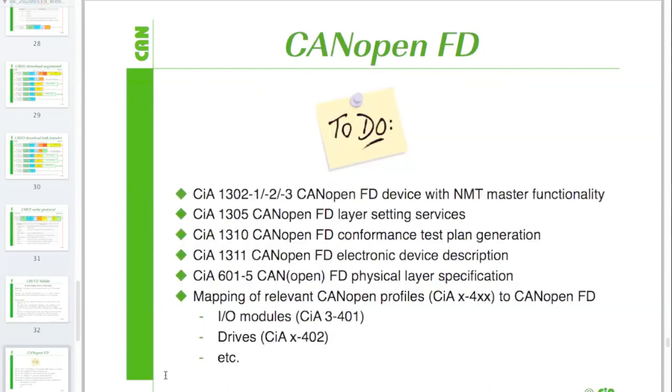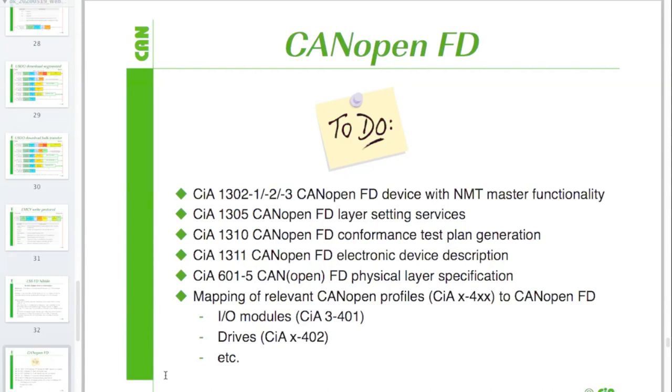So there are still some things to do, or basically, this is a little bit older slide, because they are actually work in progress. We have some additional protocols, advanced protocols, further protocols for CANopen FD, which we are currently working on. Layer setting services I mentioned, then also network management services. Beside this, you want to know how to design the physical layer. There will be a specification currently in development.